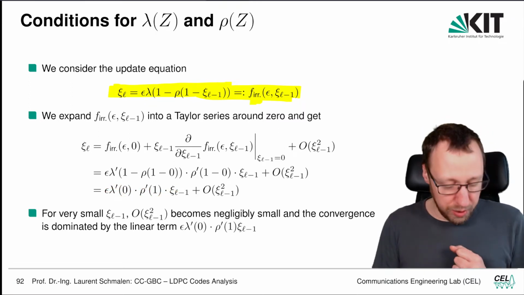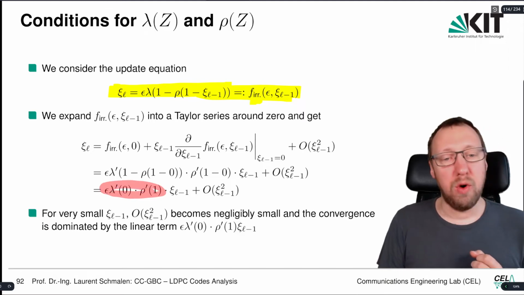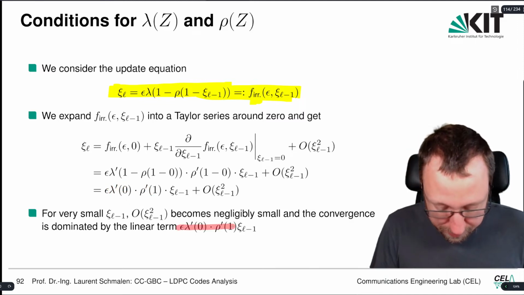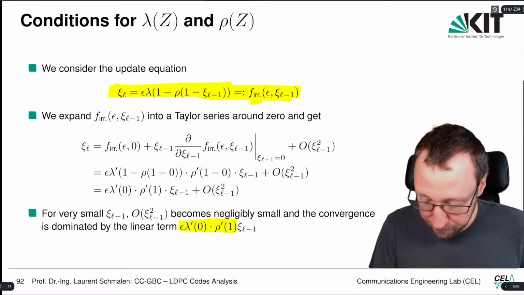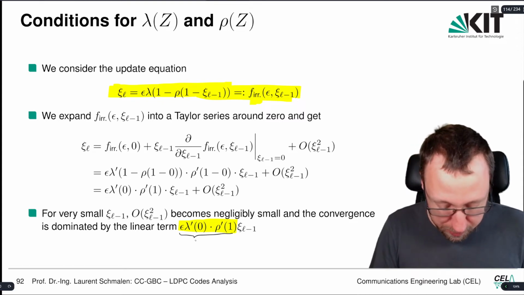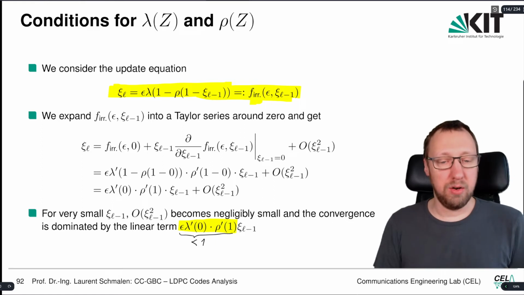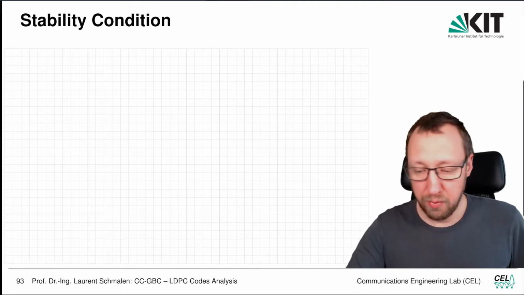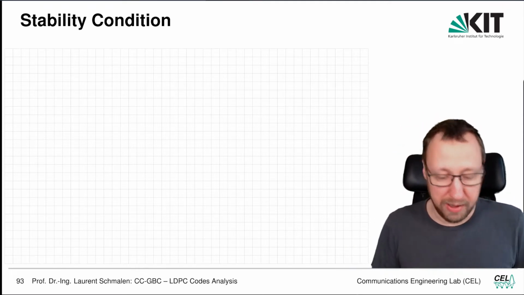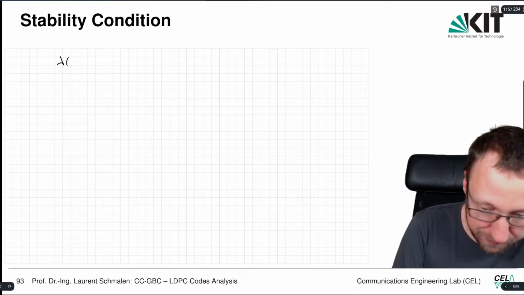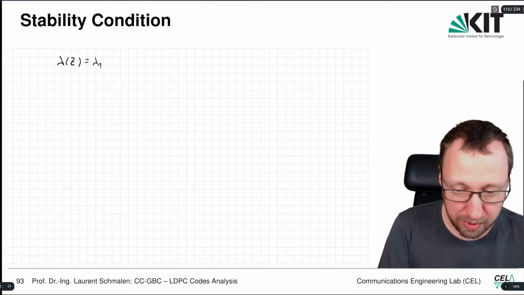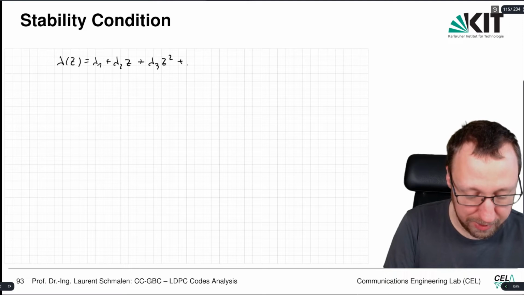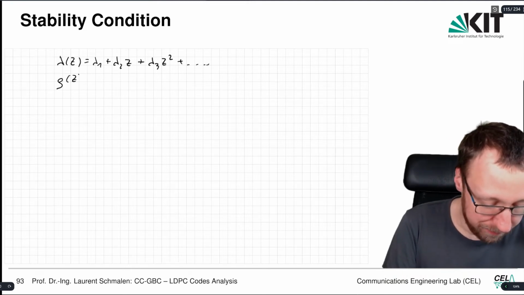Now we will converge if this term is smaller than 1. It's dominated by this linear term, this guy, and we will converge if this one is smaller than 1. That's the condition. So the stability condition, we can look at what the implications are. So we start with lambda of z. So lambda of z is equal to lambda 1 plus lambda 2 times z plus lambda 3 times z squared, and so on. We have rho of z.